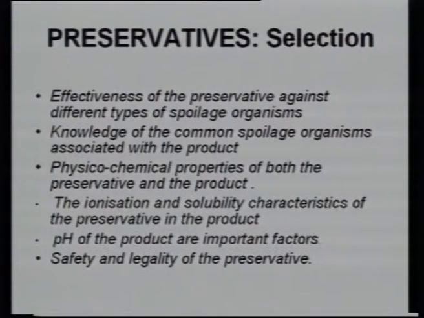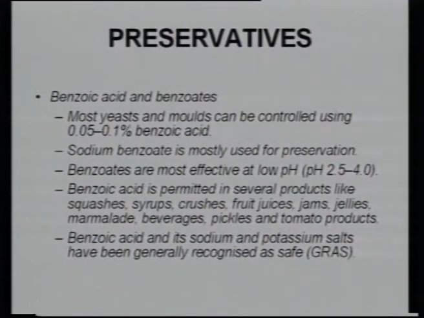Now, when we select the preservatives, how do we select? First thing is, we have to see what type of microorganisms are going to grow in this type of food, and what is the effectiveness level of that preservative against that spoilage organism. So we should also know about the characteristics of the common spoilage organisms associated with the product. Then the physicochemical properties of both the preservative and the product. Then the pH is also important. Then the safety and legal requirement of the preservative. These are the things.